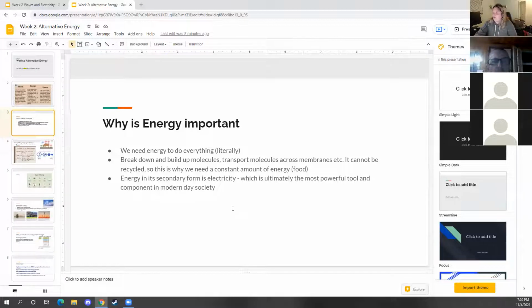Another thing to note is that energy in its secondary form is electricity. I'm going to talk about that in a minute, but it's something that is always confusing to people: are energy and electricity the same thing or not? Ultimately, we're going to talk about electrical energy in a minute. Basically, electricity is the main thing we utilize in modern day society, so it's the most powerful tool we use, and all of it is related to this transfer of energy.